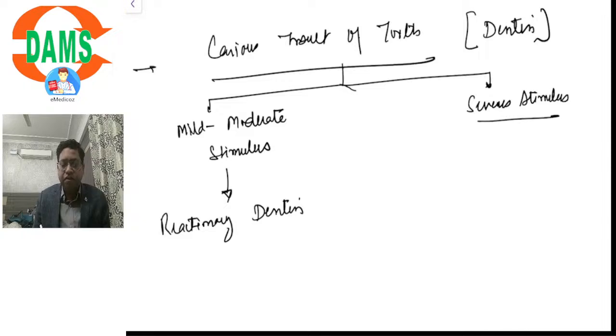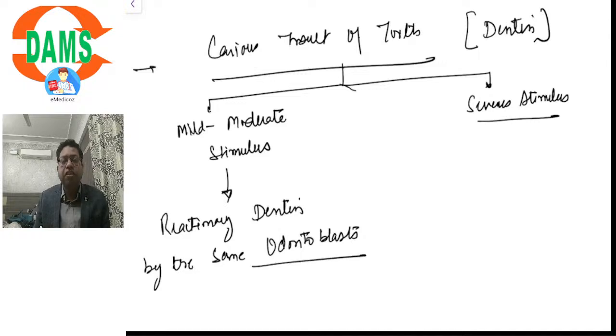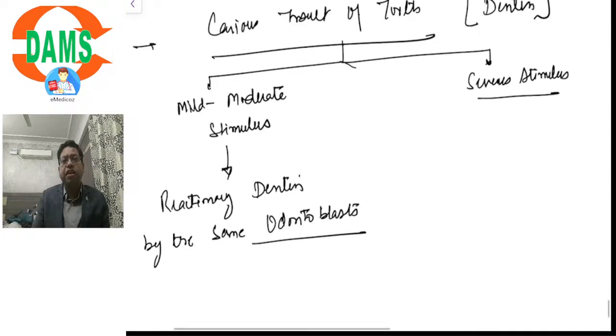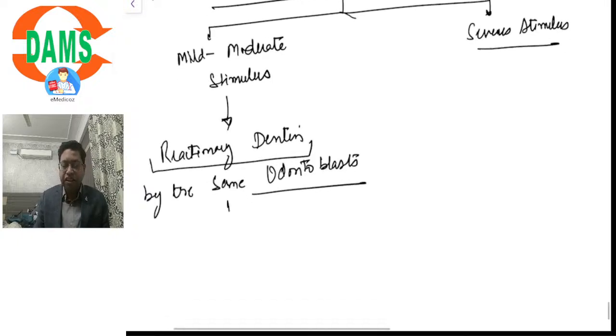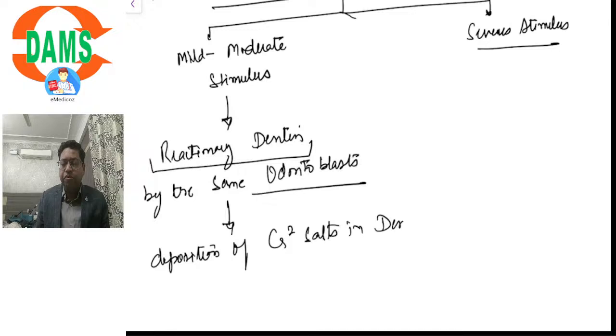Reactionary dentine is formed by the same odontoblasts. There is no damage to the odontoblast. Previously we know that the outermost layer of the dental pulp is the odontoblast layer. The same odontoblast layer would secrete a layer of dentine that is called reactionary dentine in response to a mild to moderate intensity stimulus. This reactionary dentine is characterized by a deposition of calcium salts in dentinal tubules.